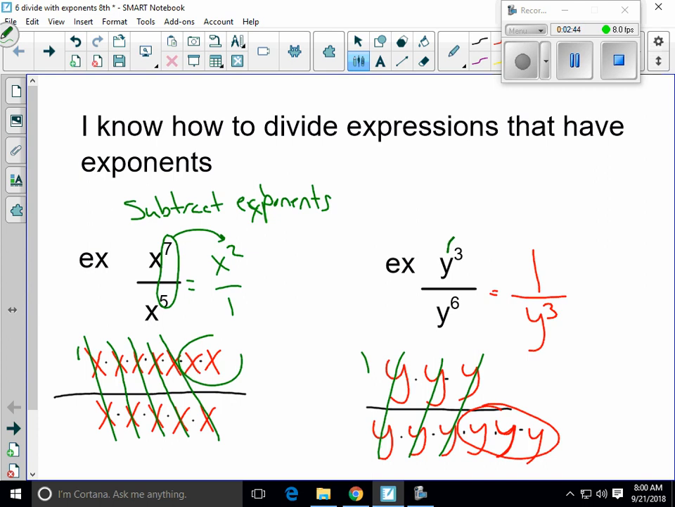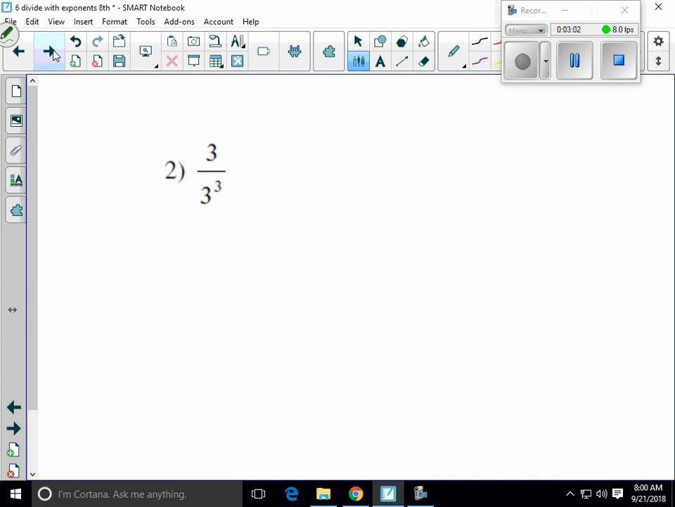On this side, in the problem, your exponents were 6 and 3, and back in your answer, your exponent was a 3. Well, subtraction still works, right? So when you are dividing with exponents, you have to subtract your exponents. Let's start looking at some of these even problems. When we do these, we'll do the shortcut. We'll try to subtract the exponents.